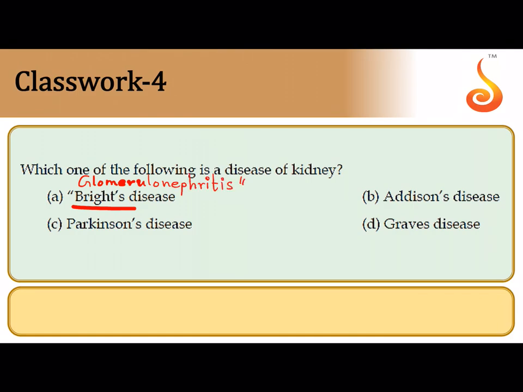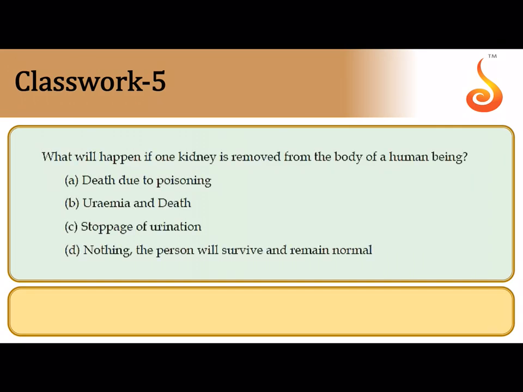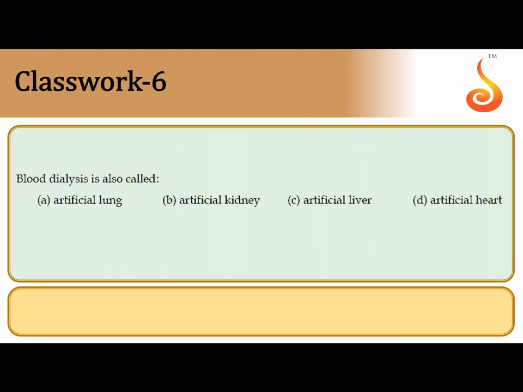The infection and the inflammation of glomerulus, which is the tuft of capillary present inside the Malpighian body or the renal corpuscle, is called glomerulonephritis. What will happen if one kidney is removed from the body? Nothing will happen. The person will survive and remain normal. Of course, the person has to make certain lifestyle changes.